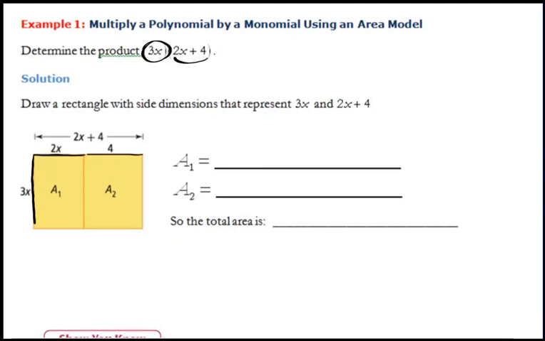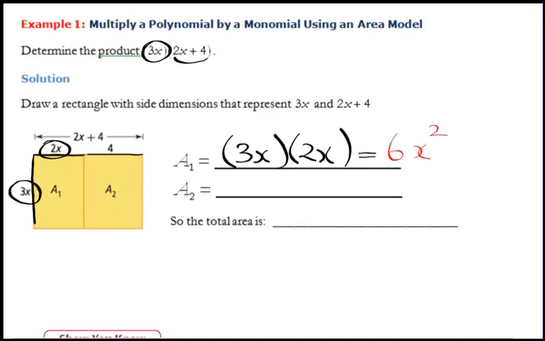Now, we've effectively got two little rectangles, don't we? So area 1 is the left-hand rectangle. If we did the area of that, what are we going to have? We're going to have 3x times 2x. And what do we do here? We multiply the coefficients. 3 times 2 is 6. x times x is x squared.